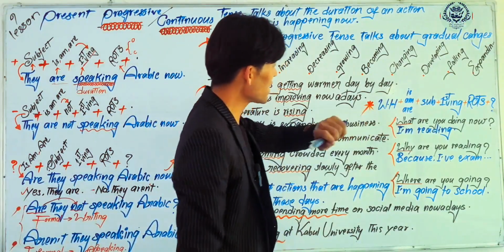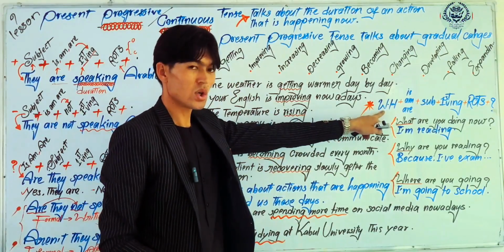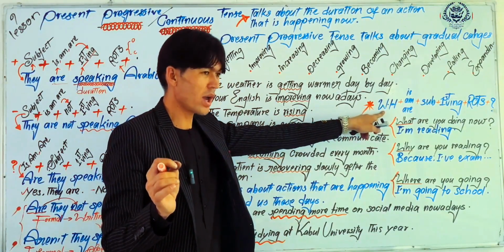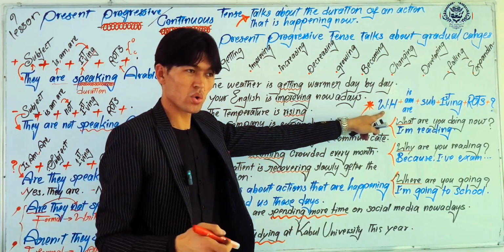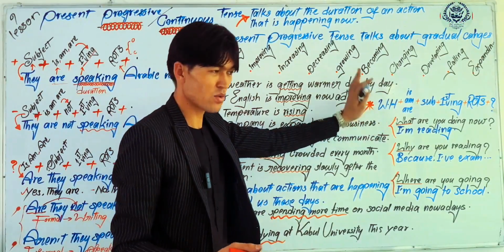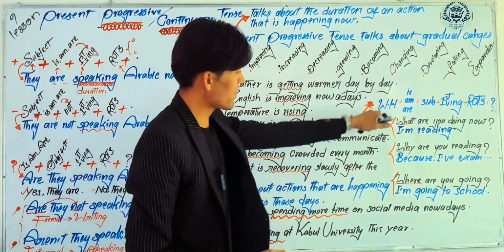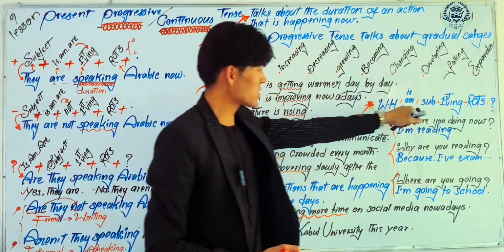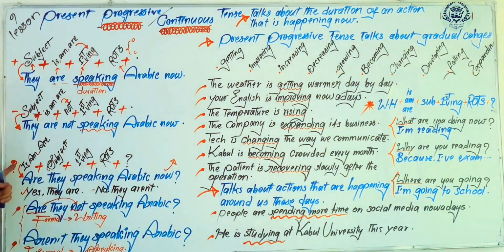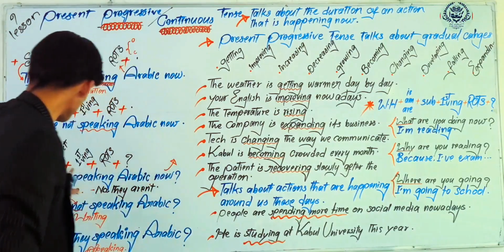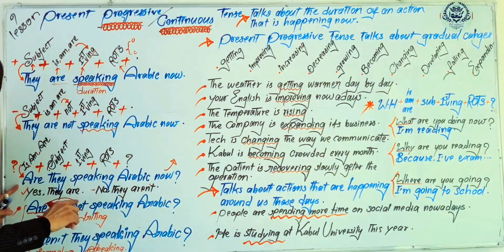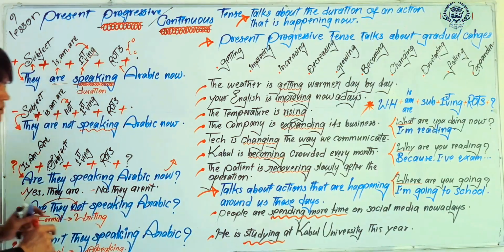Very good. Mostly we use WH. You know WH words, okay? Like what, which, when, why, where, who, whose, whom, how long, how often, and so many other WH words. If they are used with the present continuous tense, they are used only with the question sentence. Now this is a yes-no question. For example, are they speaking Arabic now? Yes or no. This is just a yes-no question.